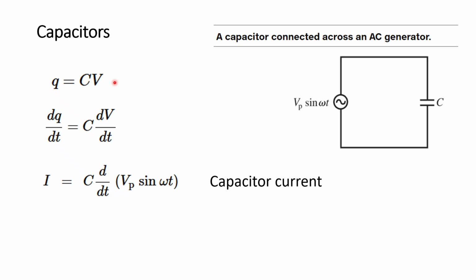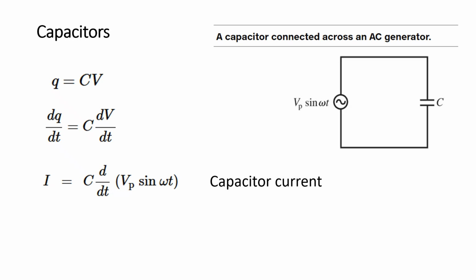And so let's take this formula and take the time derivative. And so dq/dt equals C, so capacitance doesn't change with time, we'll move that out to the left. And then we have dV/dt. And so now we can see the left-hand side, dq/dt, that is current, equals C times the derivative of voltage, and remember voltage is, as you can see in the diagram, peak voltage times sine omega t. So this is the capacitor current.